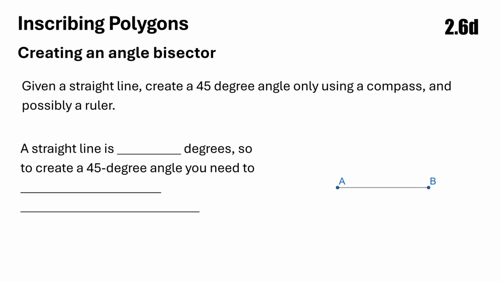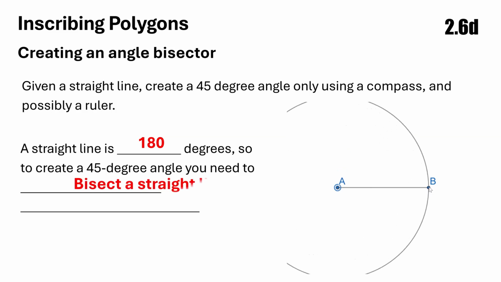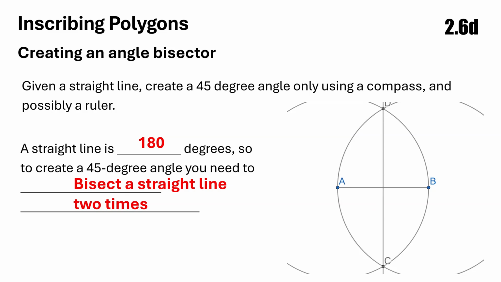A 45-degree angle can be constructed given a straight line. This is because a straight line is 180 degrees. So to create a 45-degree angle, you need to bisect a straight line 2 times. You can start by creating a perpendicular bisector because perpendicular bisectors bisect a straight line and form 90-degree angles.